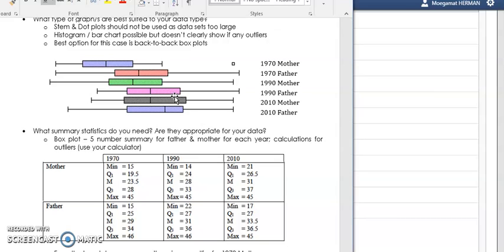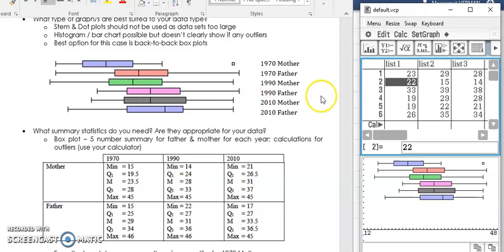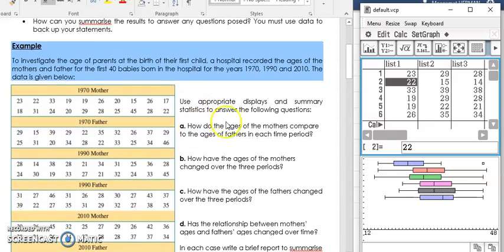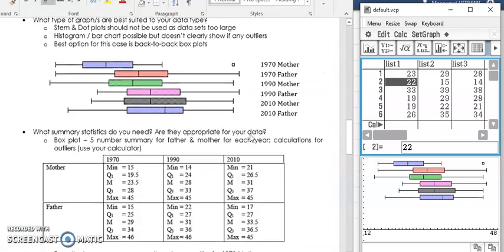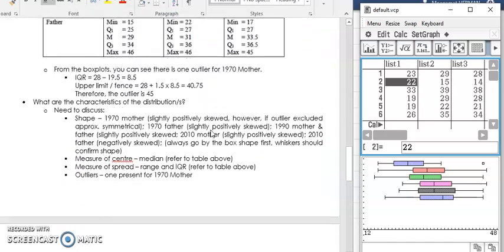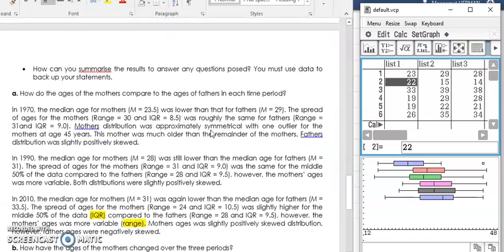Okay. This video will just explain what type of data, summary-wise, is best to answer the question for each of the 4 questions. So what I'll be doing is I'm going to head to the first question. The first question says, how do the ages of the mothers compare to the ages of the fathers in each time period? Now, using both the summary statistics here and the characteristics of the box plots, I'm going to use that information to answer the question. And this would be the template that I would follow.